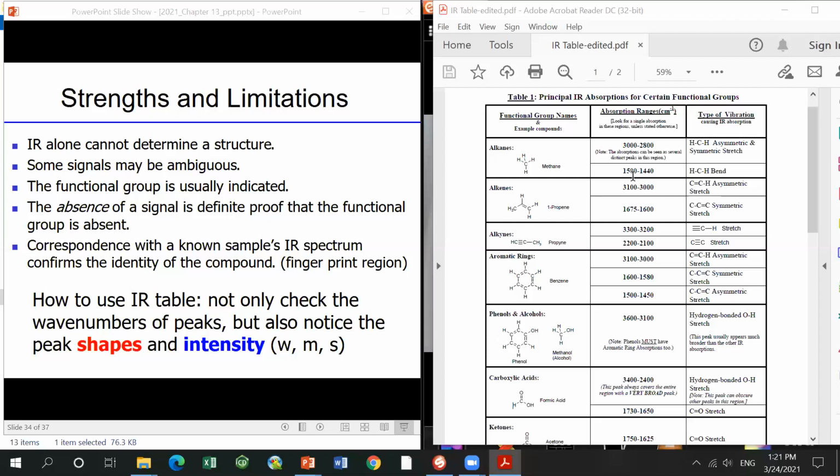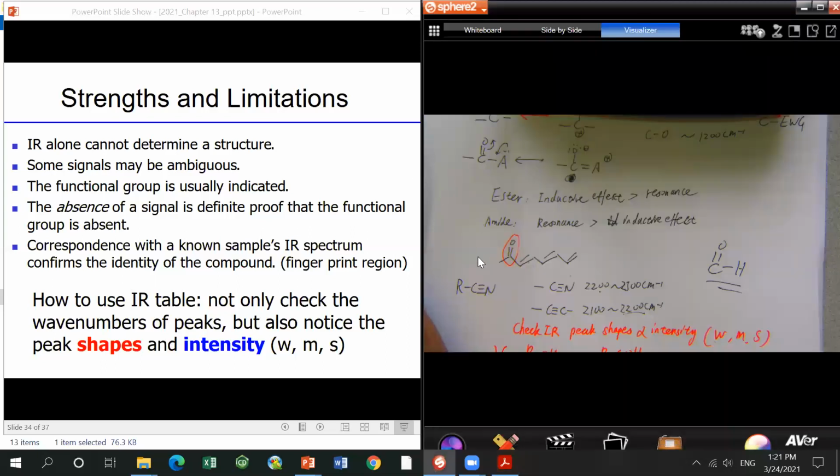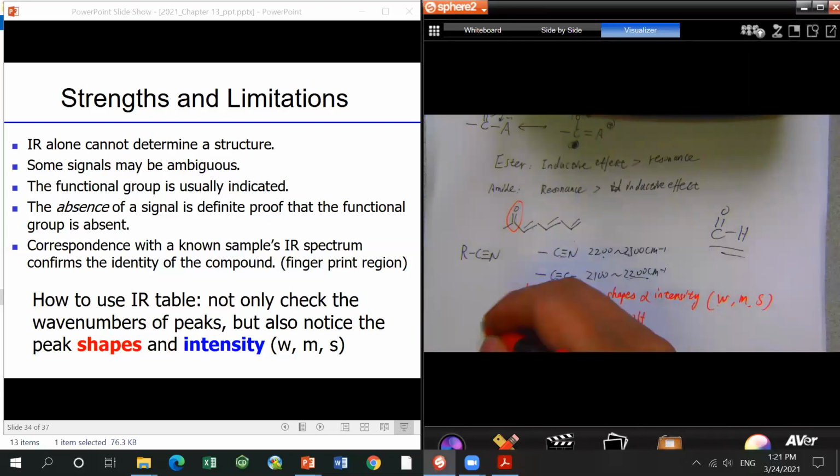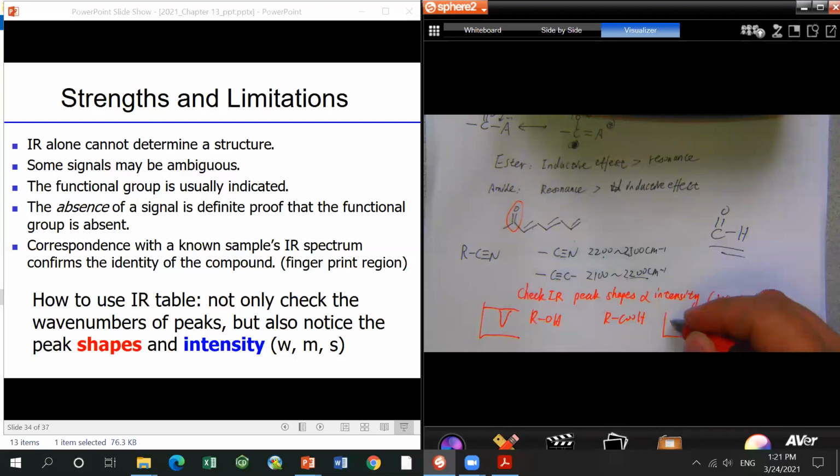So the alcohol OH pretty much looks like this, and it never goes beyond 3000 on the low side. But for the carboxylic acid, the OH stretching is much broader, and also much less symmetrical, covering about 2400 to 3500, so that is how we can figure it out.